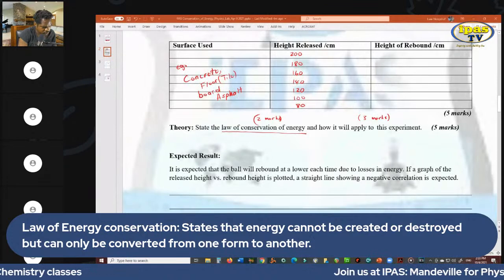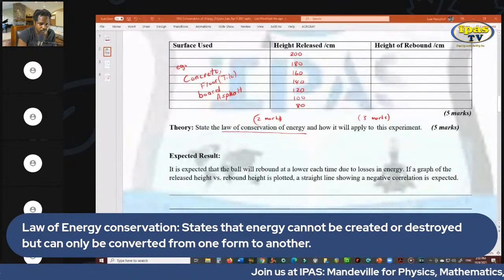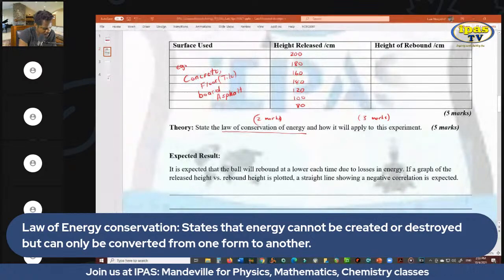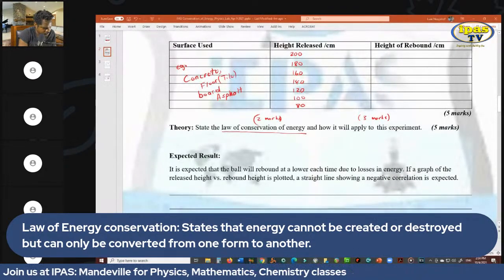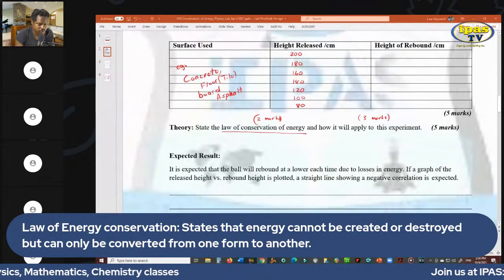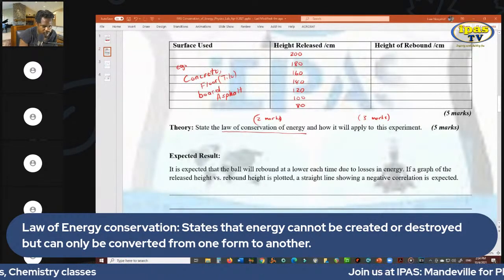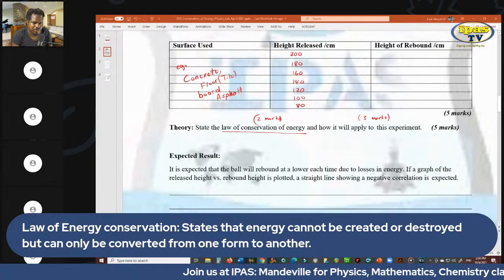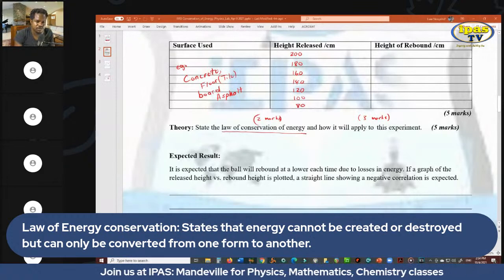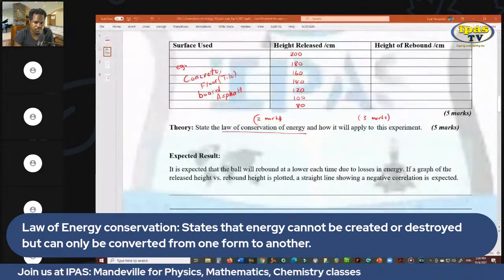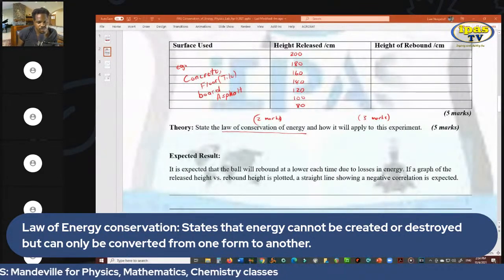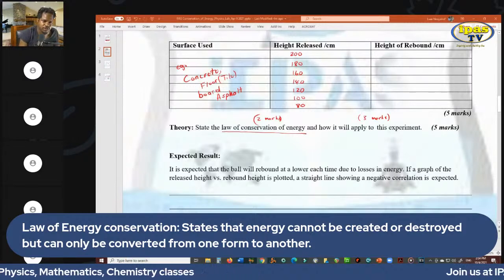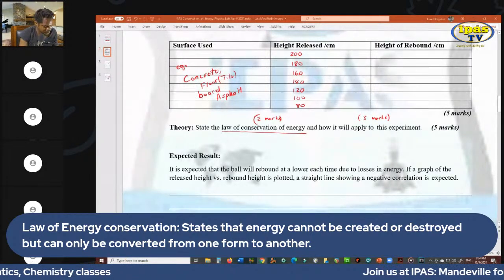The total energy of a closed system remains. Did you say total internal energy, or did you just say total energy? Total energy. All right. So the total energy of a closed system remains constant.